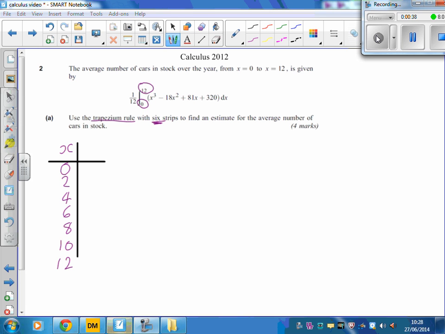We then need the y coordinates. So to do this, we use the table function on the calculator and we set it up and find the values are for 0 was 320, 418, 420, 374, 328, 330 and 428.